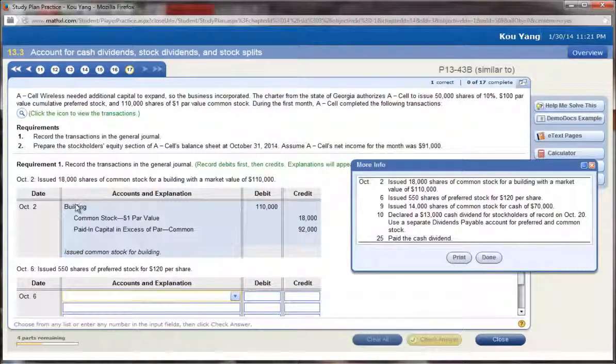All right, so we debit building, and we record our issuance of the common stock. We bought a building for 110,000, or it was valued at 110,000, and we issued common stock for that building. We have to record the par value, which is 18,000 because it's 18,000 shares, and then the paid in capital in excess of that par is 92,000.